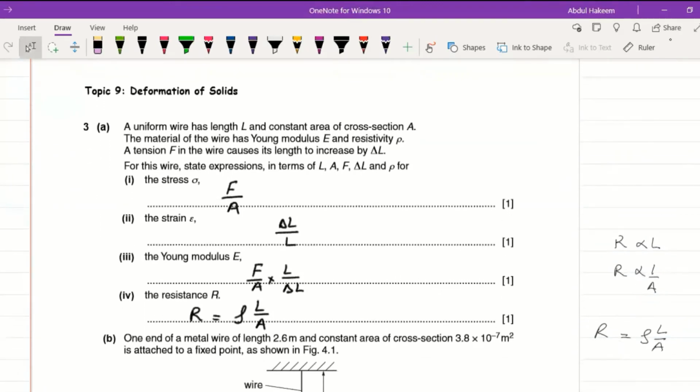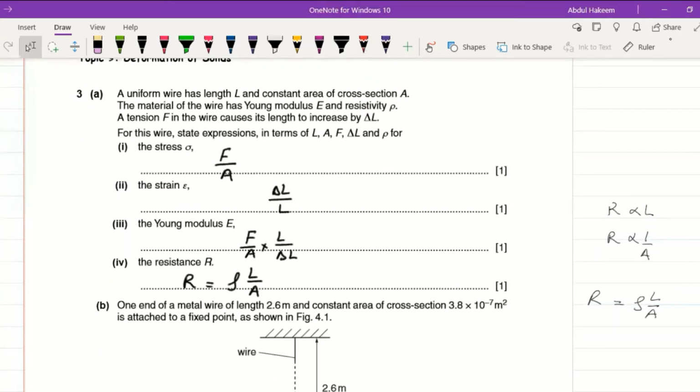Next, question number 3. A uniform wire of length L and constant area A. The material of the wire has a Young modulus capital E and the resistivity rho. A tension F, meaning the force in the wire, causes its length to increase by delta L. For this wire, state expression in terms of L, A, F, delta L and rho for the stress sigma, force divided by area. And strain epsilon, delta L over L, extension divided by original length.